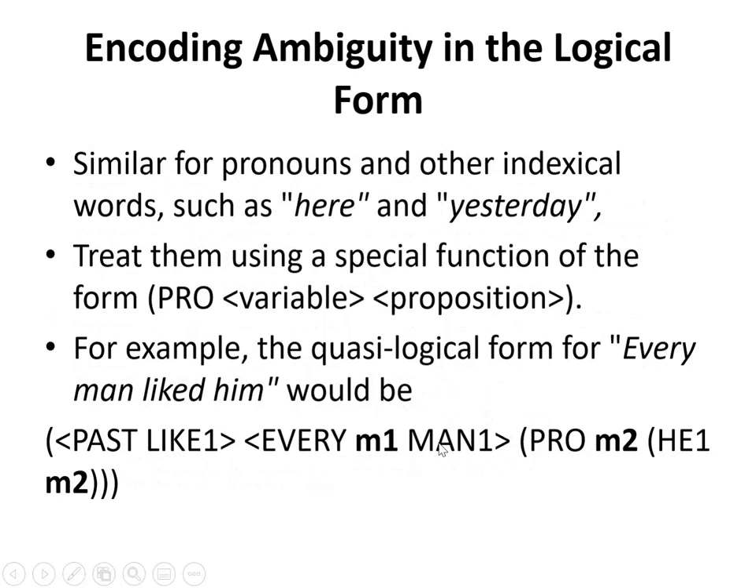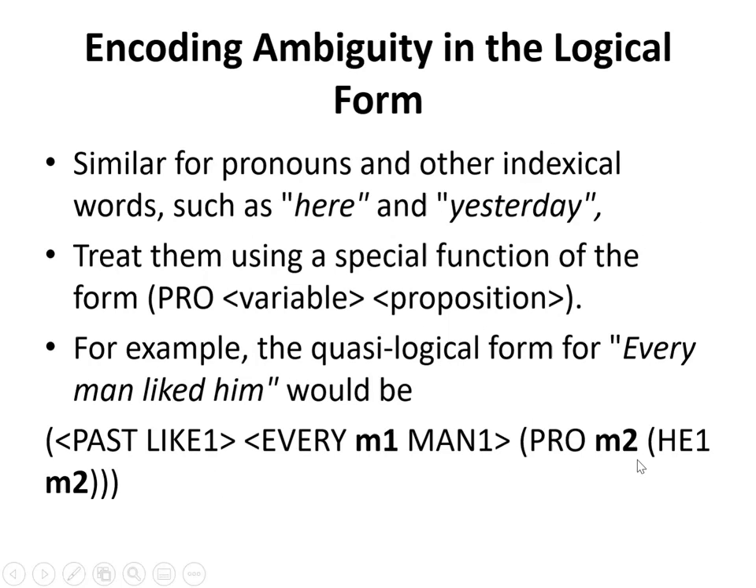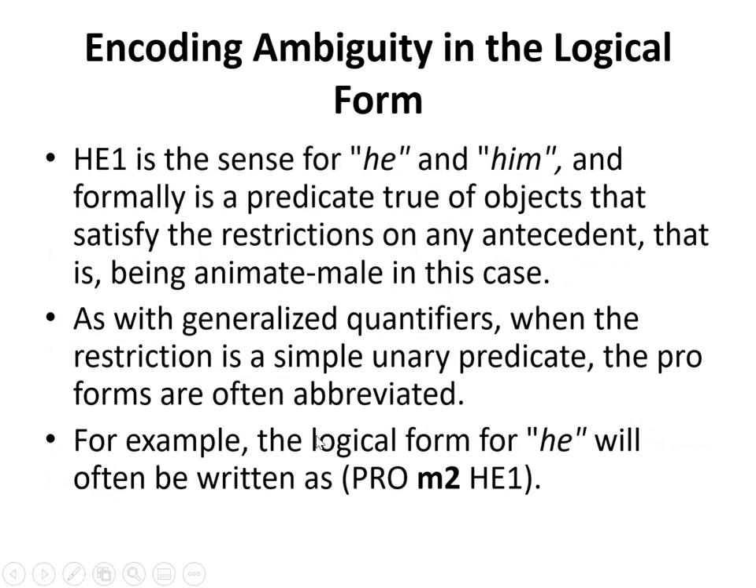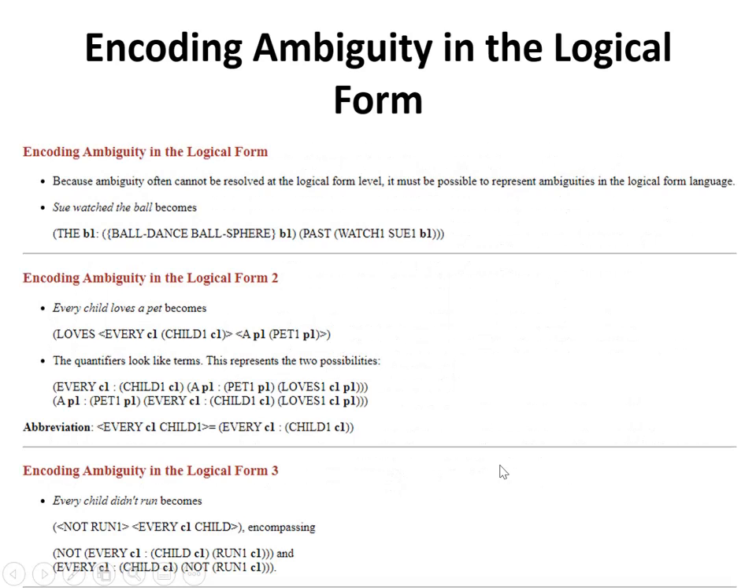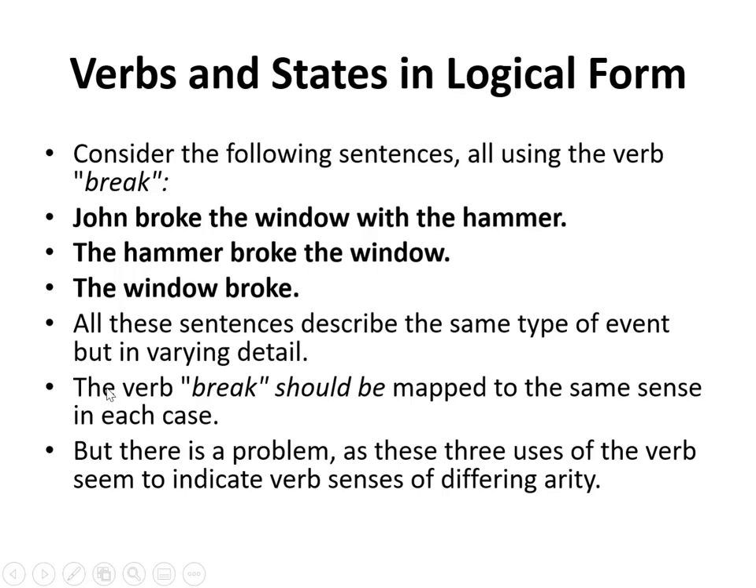The same form, pro M2 he one M2, can be abbreviated as pro M2 he one. So you don't need to use two; you can combine these two, that is pro M2 and he one M2, into a single one, pro M2 he one. This we have discussed. Now let's discuss verbs and states in logical form.